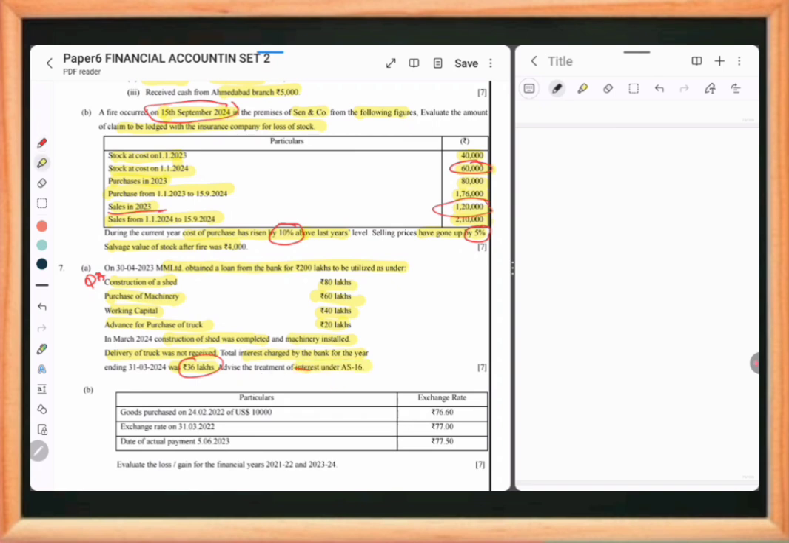As per accounting standard 16, the borrowing cost should be capitalized if the borrowing cost is directly attributable to the acquisition or construction, or the production of the qualifying asset. So the asset acquired must be a qualifying asset and the borrowing cost should be directly attributable to the acquisition and construction, the production of qualifying assets. So how to find out the treatment? So this is the treatment.